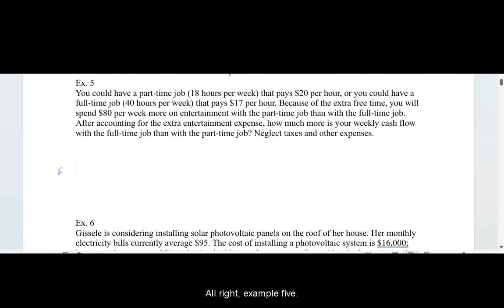All right, example 5. You could have a part-time job, so 18 hours per week, that pays $20 per hour, or you could have a full-time job that pays $17 per hour. Because of the extra free time, you will spend $80 per week more on entertainment with the part-time job than with the full-time job. After accounting for the extra entertainment expense, how much more is your weekly cash flow with the full-time job than with the part-time job?